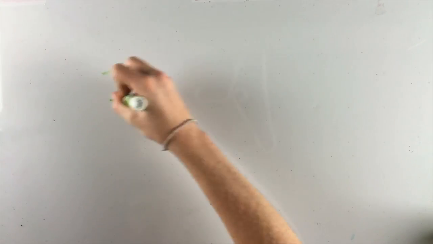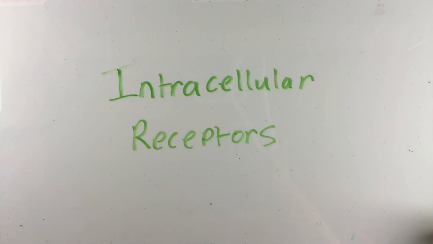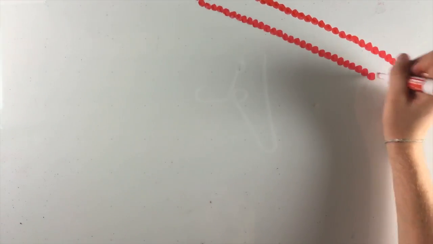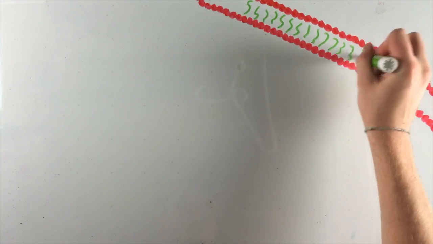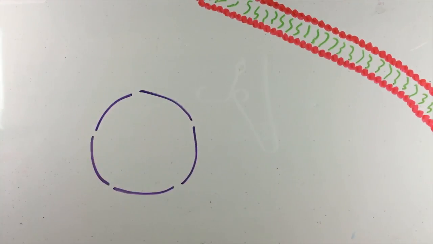The final part in cell communication is intracellular receptors. These are mainly used for receiving hormones and steroids. Due to the fact these molecules are lipids, they diffuse into the cell across the phospholipid bilayer.